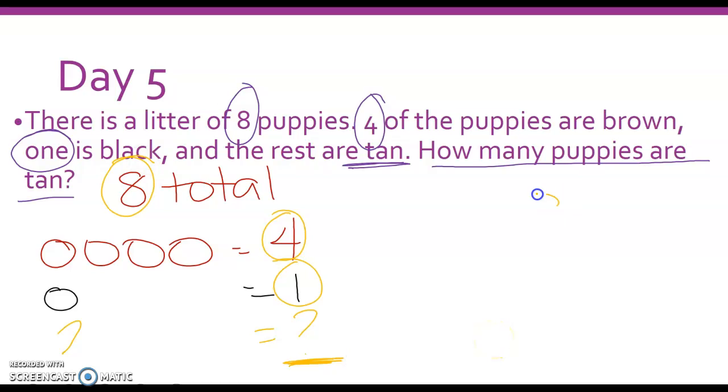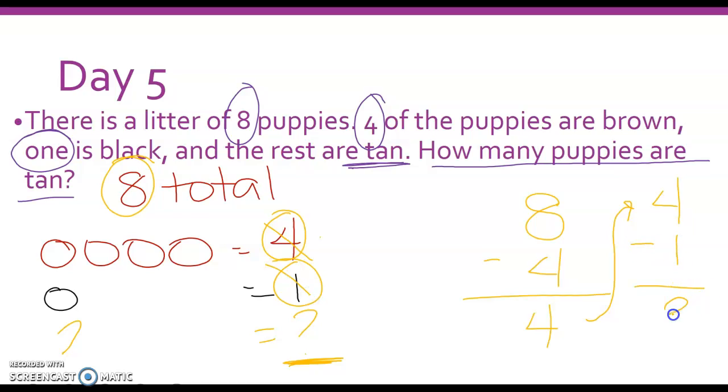I'm going to take the total, and I'm going to subtract the known number of 4 from 8, leaving me with 4. So I have that one. And then I'm going to bring over 4 over here. I ran out of space. And then take this 1, because we know about that 1. It gives us 3 left over. So I'm saying that there are 3 tan puppies.